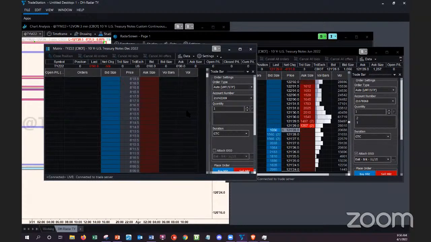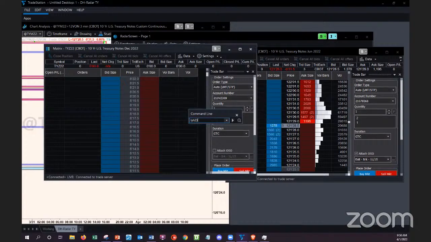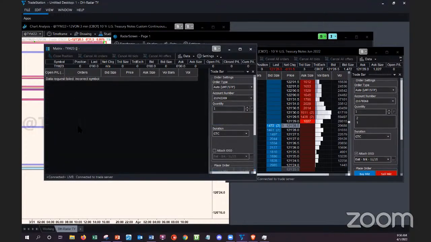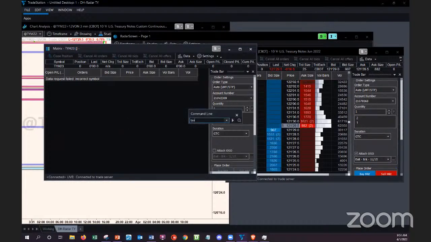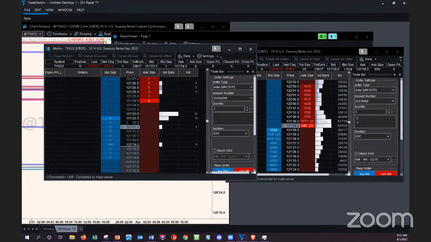So let's look at TYH 23. Let's see if there's been anything traded in it today. Okay, that contract is not even open yet. So in this particular case, you've got 3 contracts that are open currently: the M, the U, and the Z. I'll go back to here. So how important is knowing what you want to trade? It's pretty important.